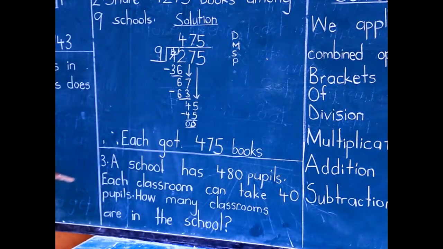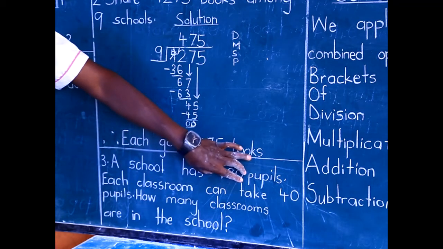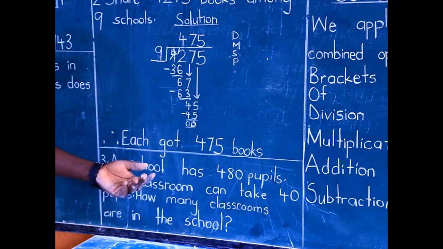So we go. A school has 480 pupils. That's information. A school has 480 pupils. Each classroom can take 40 pupils. Okay, 40 pupils. Then how many classrooms are in this school? That is, if each class has got that same number of 40 pupils. So in other words, all the 480 pupils are going to be divided in 40s.